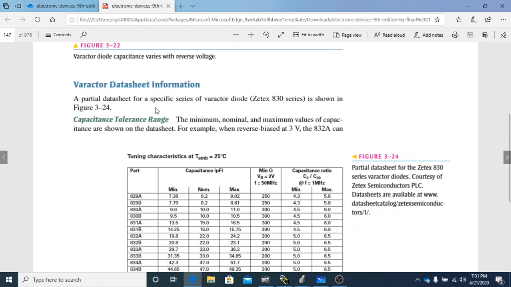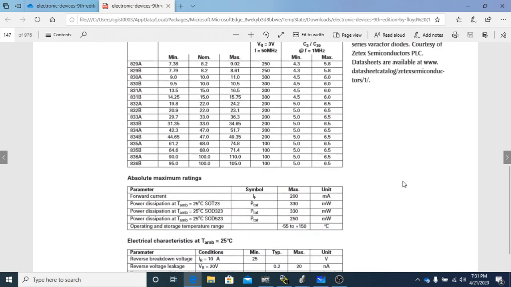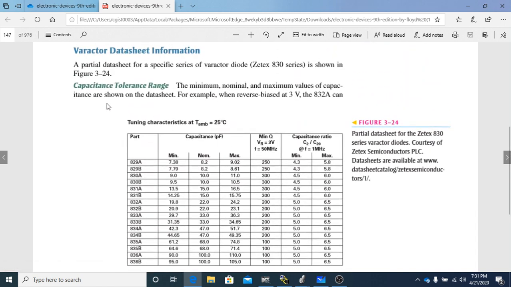Okay, so a partial data sheet for a specific series of Varactor diodes is shown in figure 3-24. So remember where this is at, 3-24. It says capacitance tolerance range. It says the minimum, nominal, and maximum values of capacitance are shown on this data sheet. So you'll see right here the minimum, nominal, and maximum. So this is the capacitance area here. Here are the different diode types, the varactors.